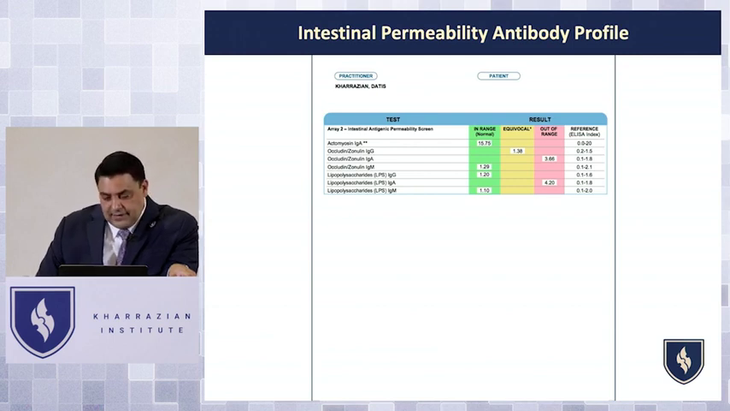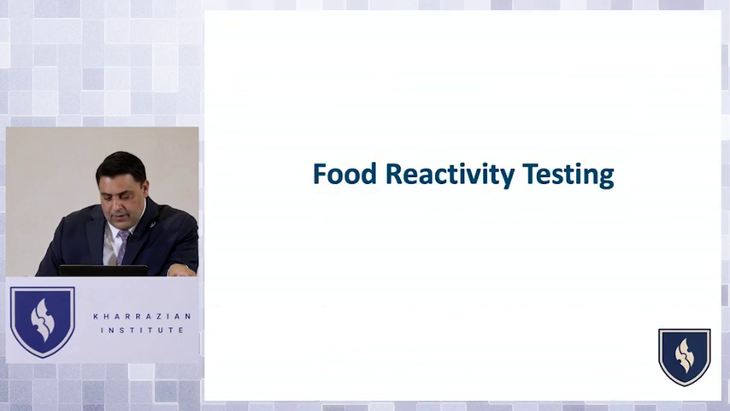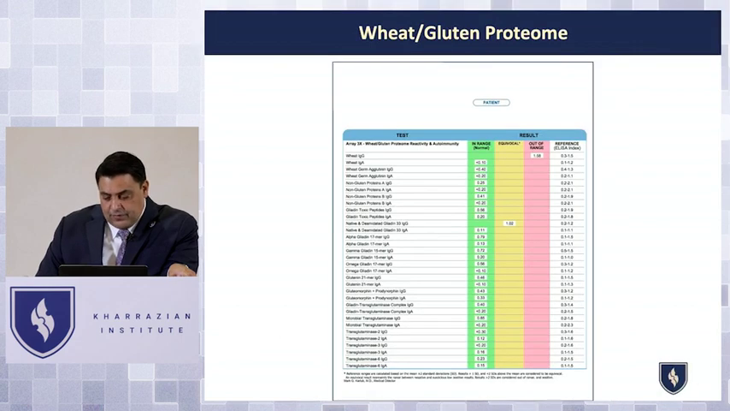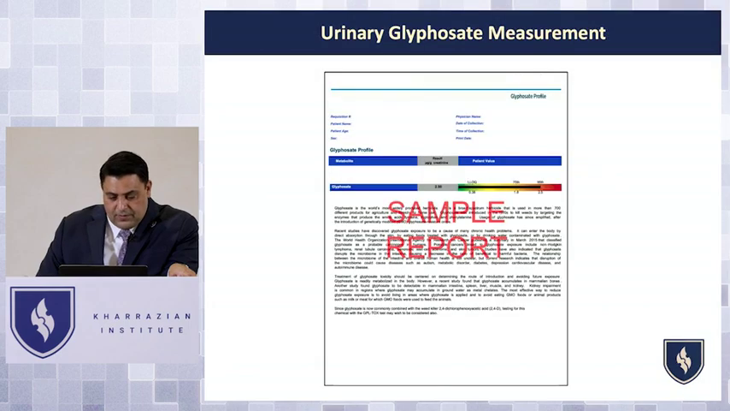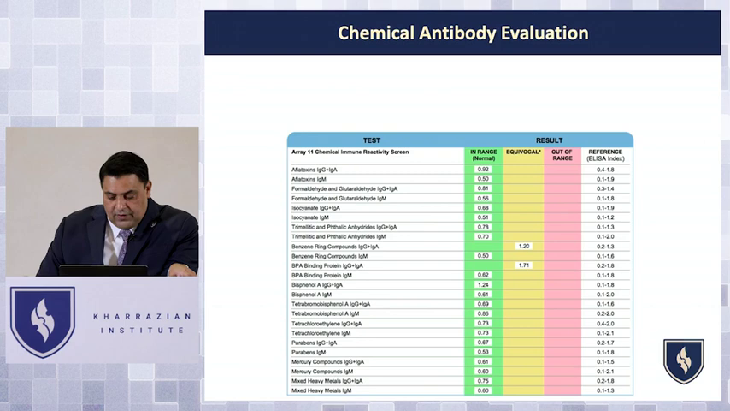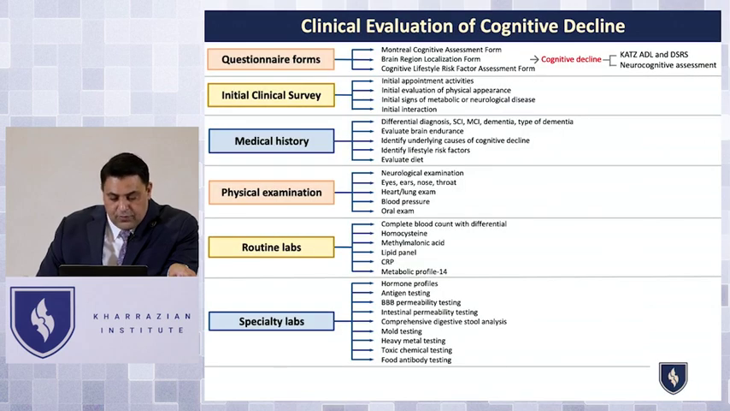Intestinal permeability testing is also important. Food reactivity testing, you can check for food sensitivities. You can check for toxic load. You can do toxic load with things like glyphosates and pesticides and solvents. You can check for chemical antibody reactions. And that's where more of the specialty testing comes in.